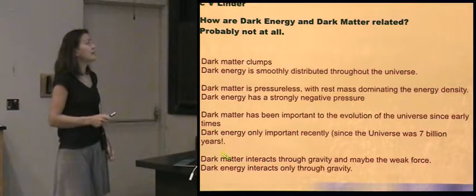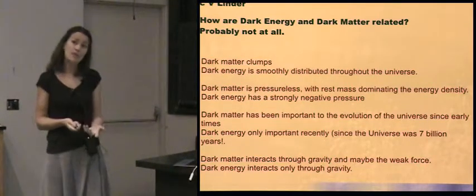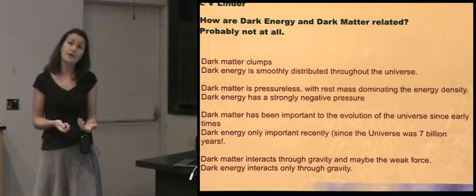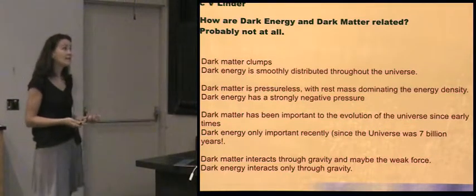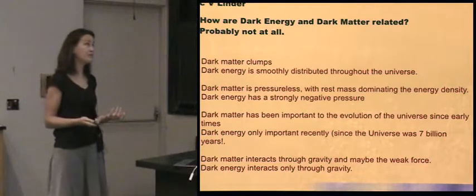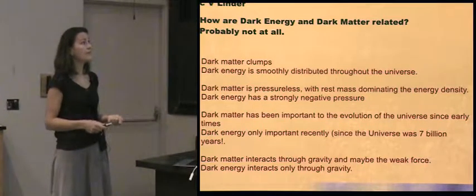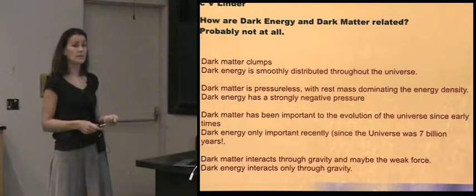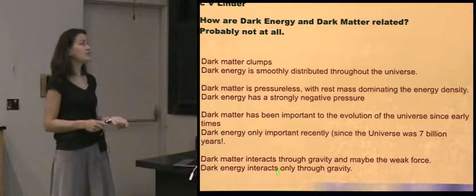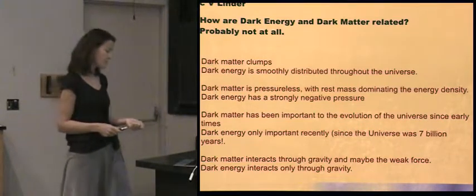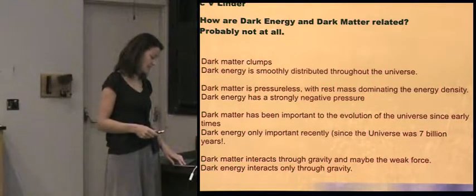And then we know that dark matter interacts through gravity, but maybe also the weak force. So if the dark matter particle is a weakly interacting massive particle, we refer to those as WIMPs, then maybe it has another interaction force which we can detect it via. But dark energy interacts only through gravity. So it makes it a much more challenging thing to detect.